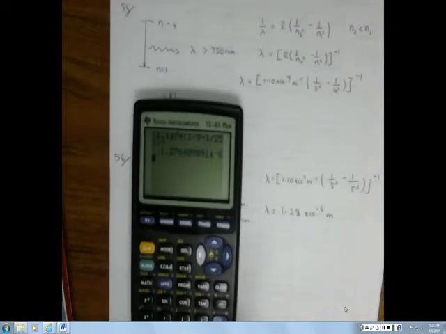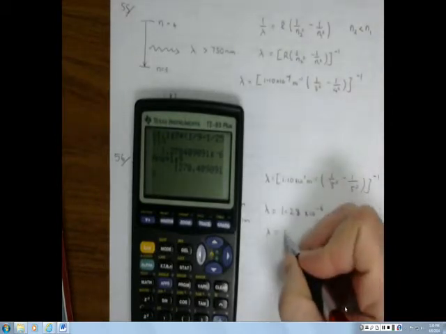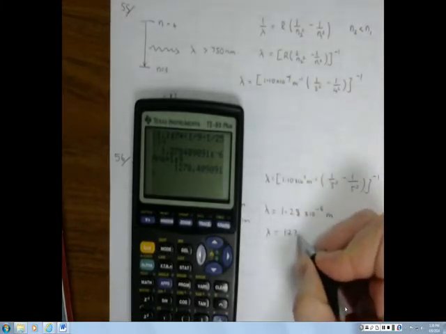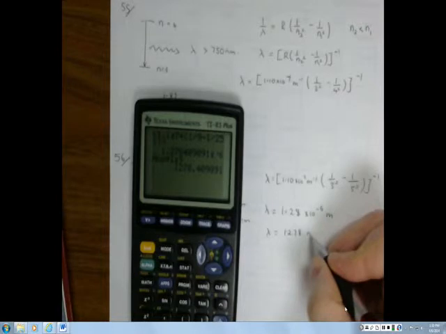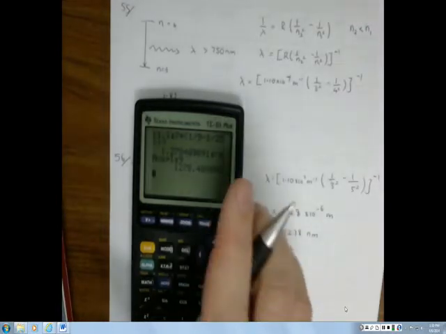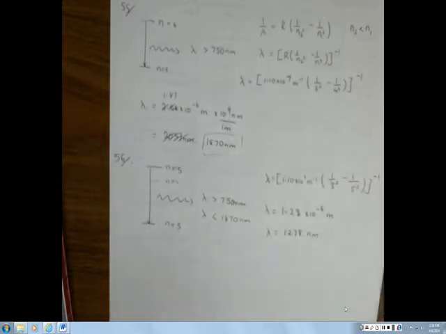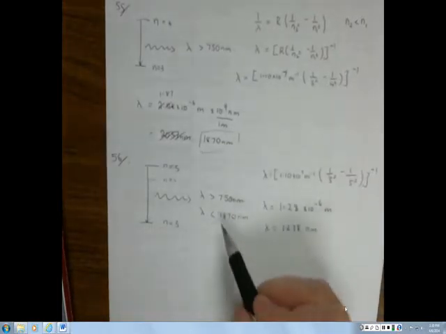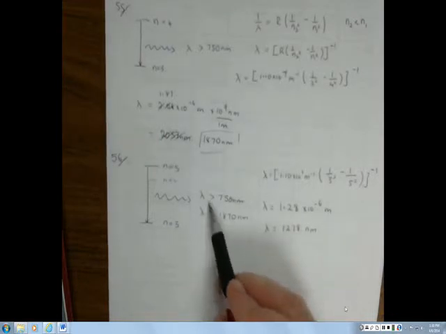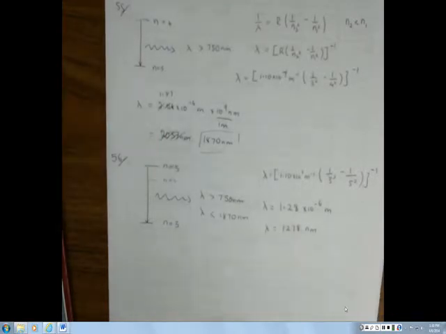Going to turn it into nanometers, 1 e to the 9. So lambda equals 1278 nanometers, and that sure as heck is greater than 750. So it falls where we wanted it to, right? It's less than 1870 nanometers and it's greater than 750. So I feel pretty confident that I got the answer right here.